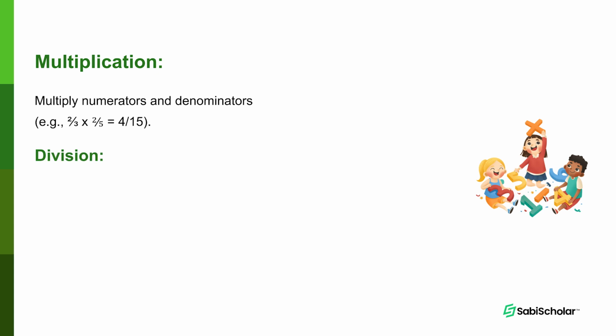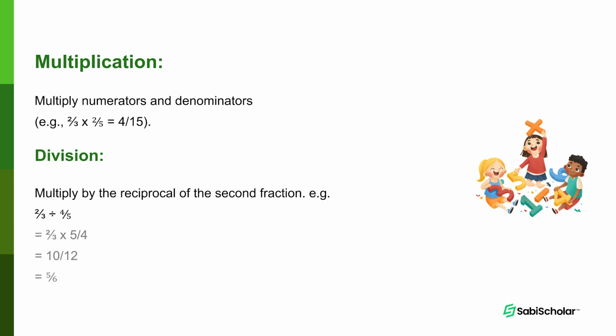Division of fractions. When you want to perform division of a fraction, what you do is, you're going to multiply by the reciprocal of the second fraction. I'll repeat that. If you want to perform division of a fraction, you're going to multiply by the reciprocal of the second fraction.